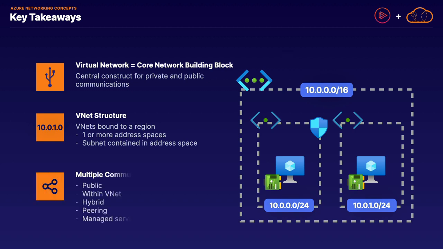And then finally, we took a high-level preview of the variety of network communications that we are going to discuss in more detail throughout this course, which includes public communications, communications within a single virtual network, hybrid communications, peering connections, and a variety of managed services. This is going to conclude our initial introduction of Azure networking concepts.